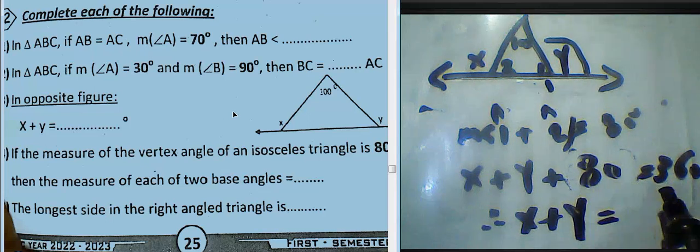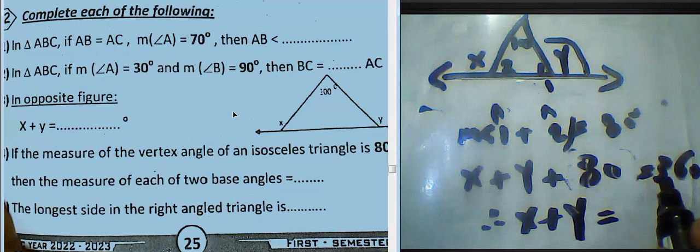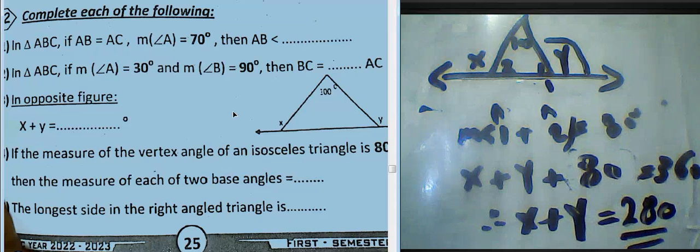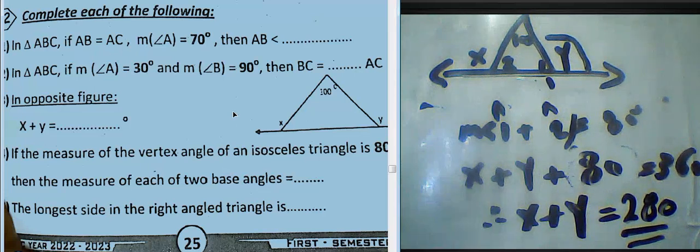We can find the difference between them. 0 minus 0 equals 0, 16 minus 8 equals 8, and write 2 behind it. The result will be 280. The measure of angle x plus the measure of angle y equals 280. It's an important question. You must understand this question and study it hard.